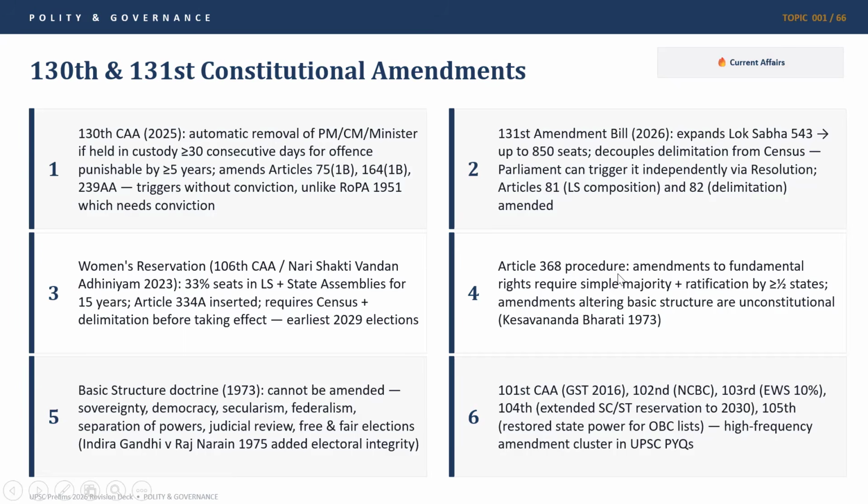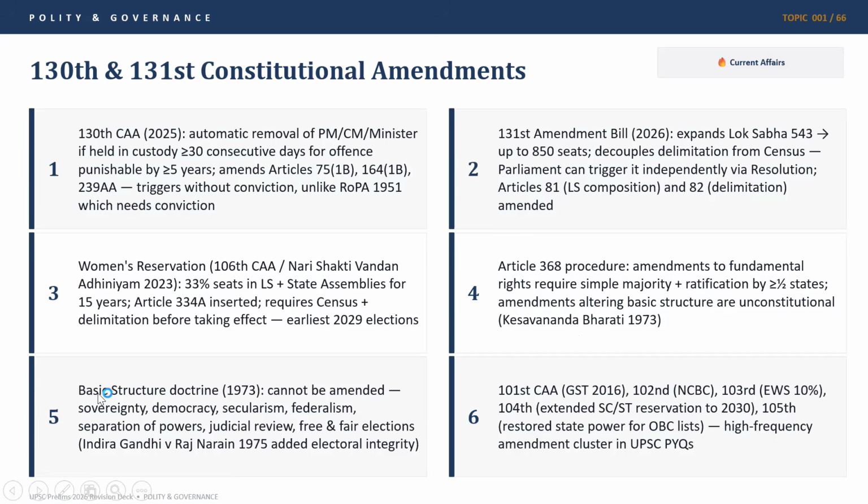Then the Article 368 procedure: amendments to fundamental rights require a simple majority and ratification by more than 50% of the states. So if you want to amend a fundamental right, you should have a simple majority in the Parliament as well as it needs to be ratified by more than 50% of the states. But amendments altering the basic structure are unconstitutional, which was given in the Kesavananda Bharati case of 1973.